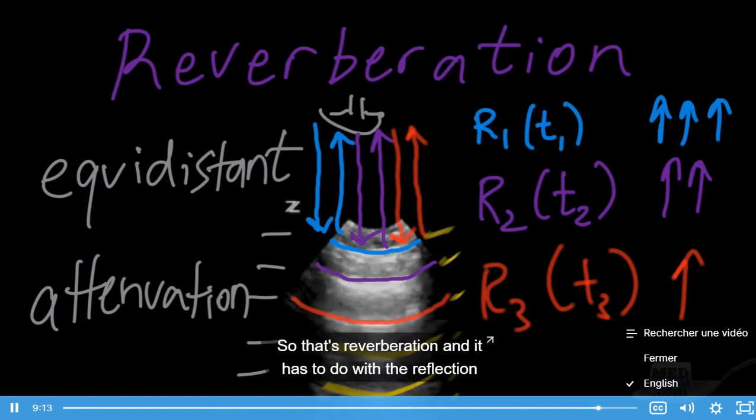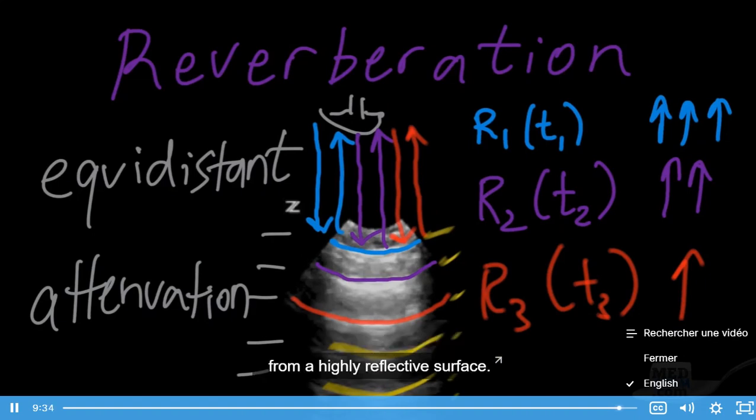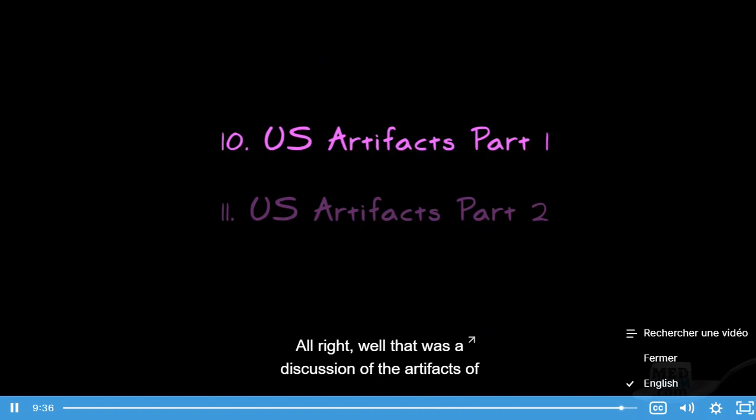So that's reverberation, and it has to do with the reflection of the sound wave between 2 reflective surfaces, producing this equidistant, reflective type of appearance. So the way you're going to identify it is it's going to appear as equidistant lines attenuating from a highly reflective surface. All right, well, that was a discussion of the artifacts of shadowing, edge artifact, and reverberation.